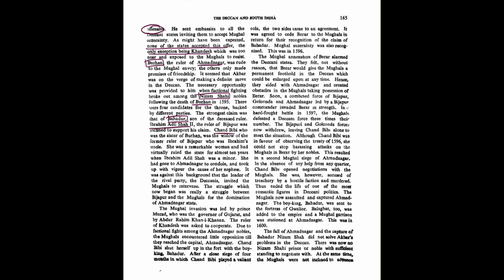Chand Bibi, who was the sister of Burhan, was the widow of the former ruler of Bijapur, who was Ibrahim's uncle. So Ibrahim is from Bijapur, and Ibrahim's uncle's wife is Chand Bibi, who is the sister of Burhan, who was the ruler of Ahmednagar. So Ahmednagar and Bijapur actually came into a matrimonial relation or matrimonial pact.